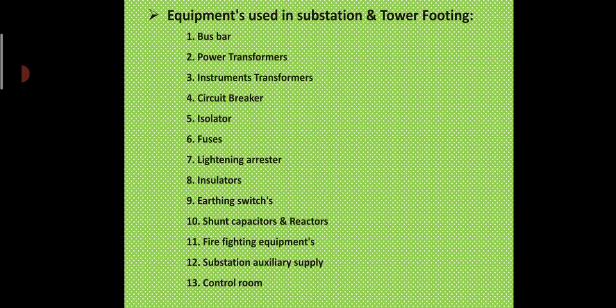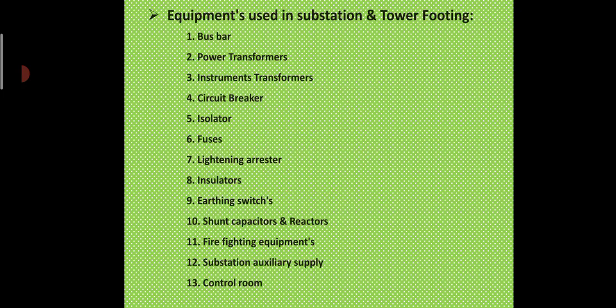Next is insulators. Porcelain insulators are used in substations to support and insulate the live conductors and bus bars. Earthing switch. It is connected between the conductor and earth. Normally it is in open position. However, when the line is disconnected, the switch is closed to discharge trapped charge to ground.